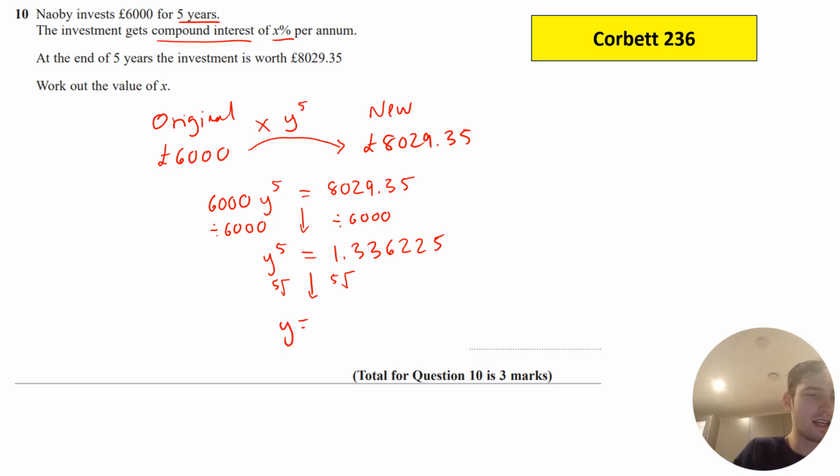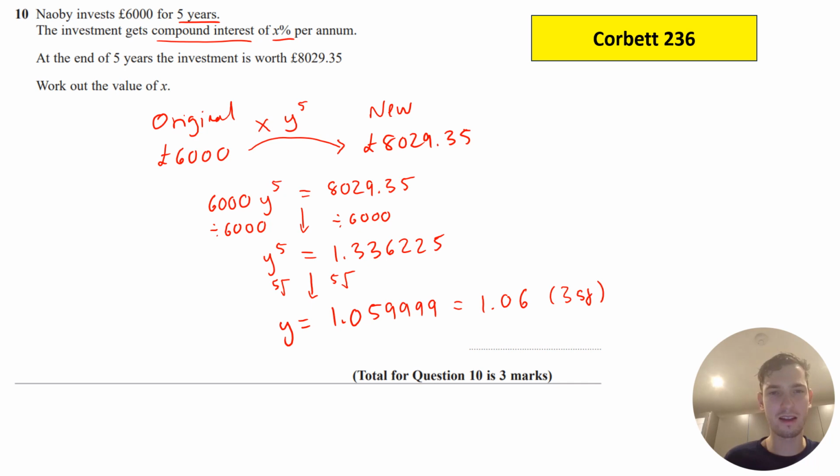You do that and you get 1.059999. So very, very close. I'm just going to write 1.06 to 3 significant figures.